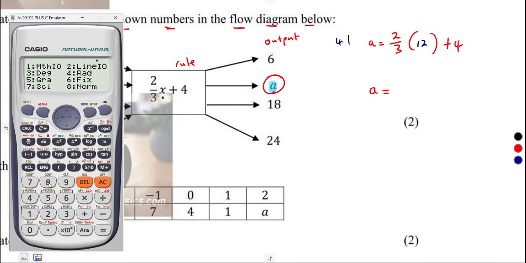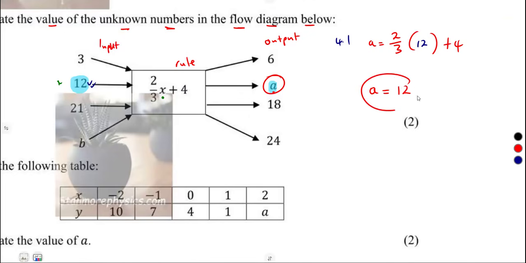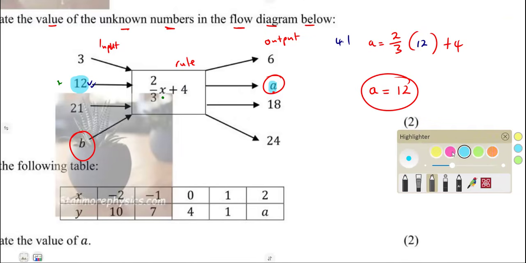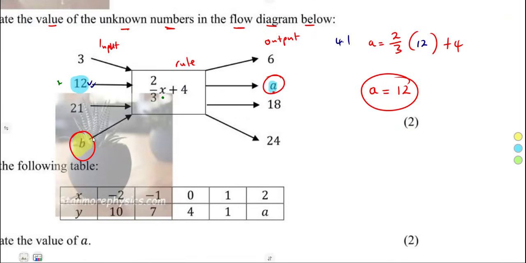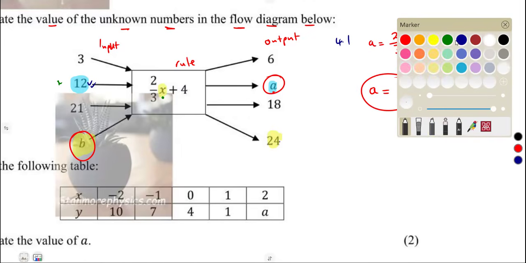That was going to give us a 12. Let's go back to the normal mode. All right, that's a 12. So A is equal to 12. What about this unknown value, which is B? It is the input value representing the value of x. If I substitute this in place of x, I'm going to obtain the output, which is 24.